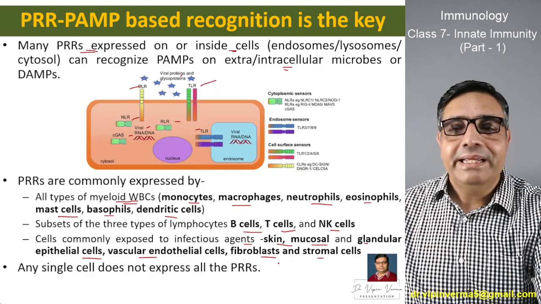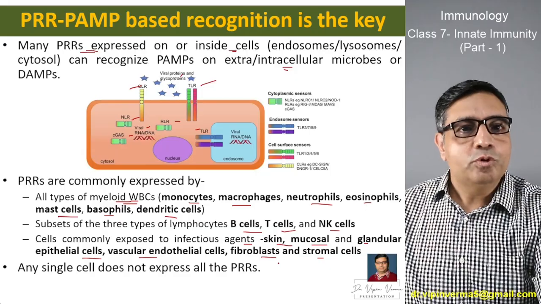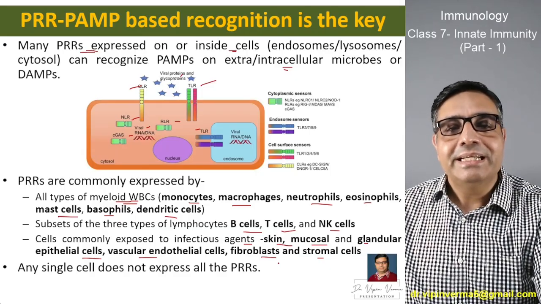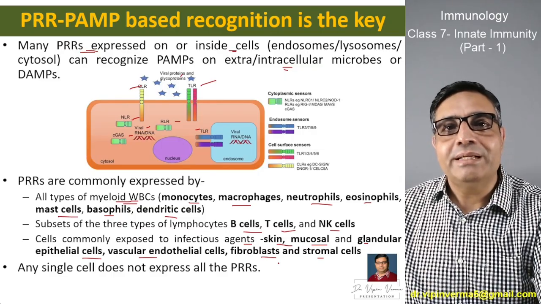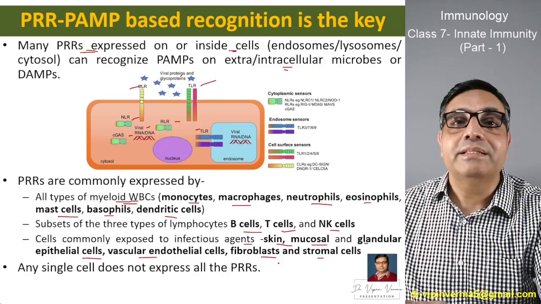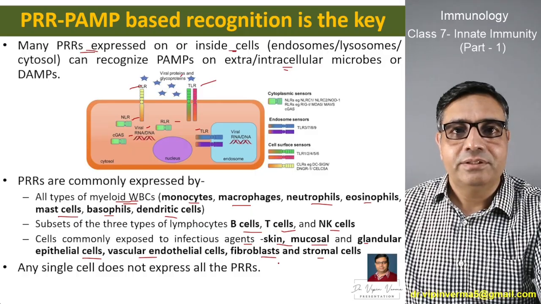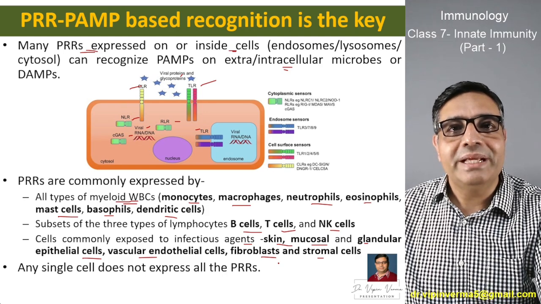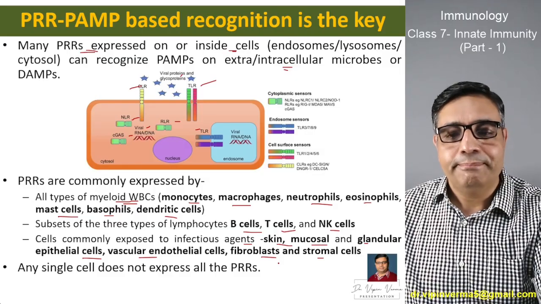And in our own bodies, where some healing is required, there are DAMs. Once DAMs, MAMs or PAMs are recognized or detected, they immediately bind and activate the respective cells, and most of the time it is phagocytosis, but there are other ways also through which the pathogens are eliminated. So PRR PAMP recognition is the key mechanism in innate immunity.